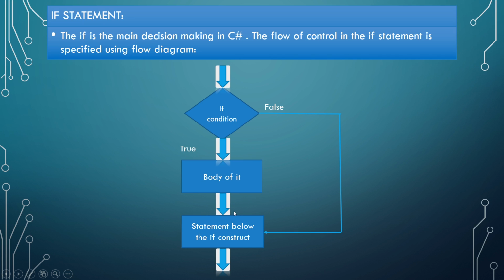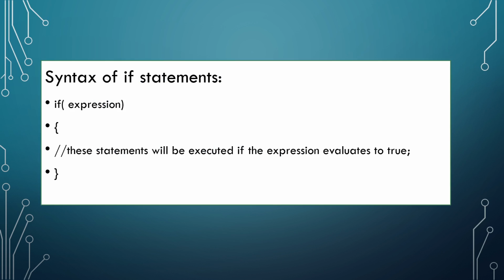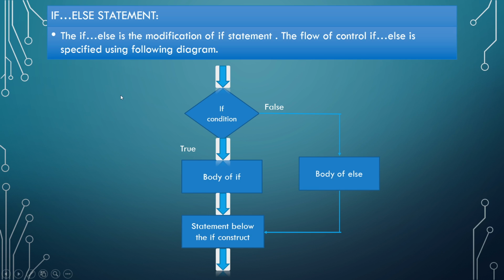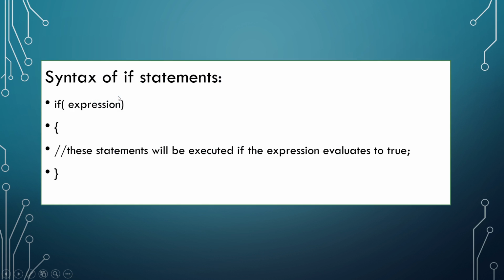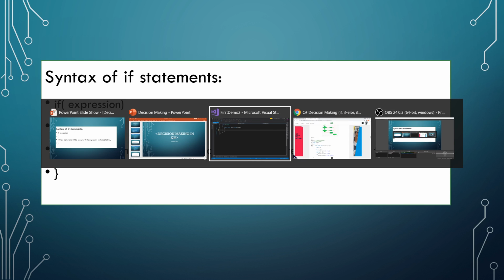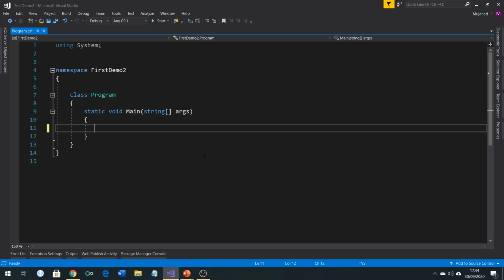Let's look at the syntax of the if statement. This is the syntax of the if statement. If, then we have an expression inside, and then we have two curly braces, and in between them we have a code. This statement will be executed if the expression evaluates to true. Let's look at this with an example in Visual Studio.